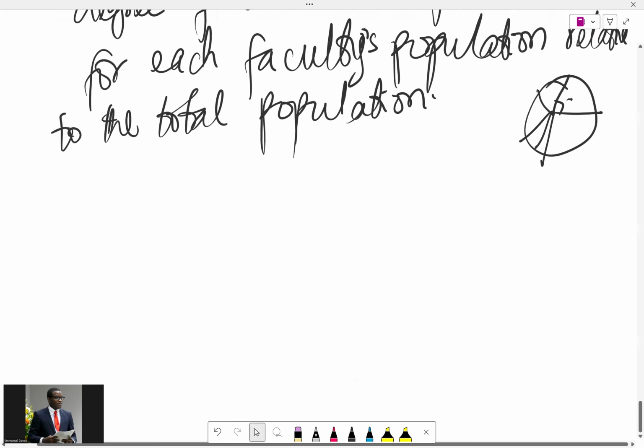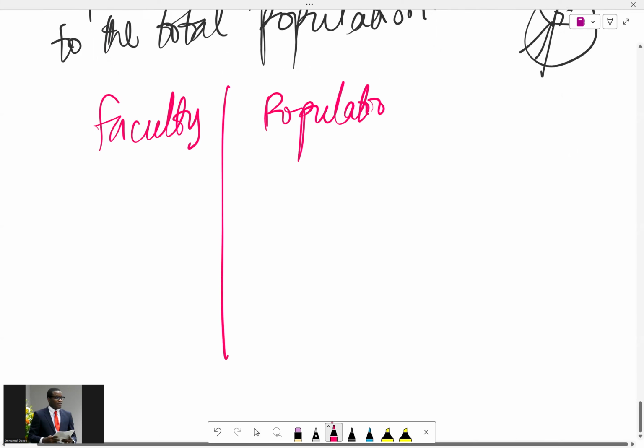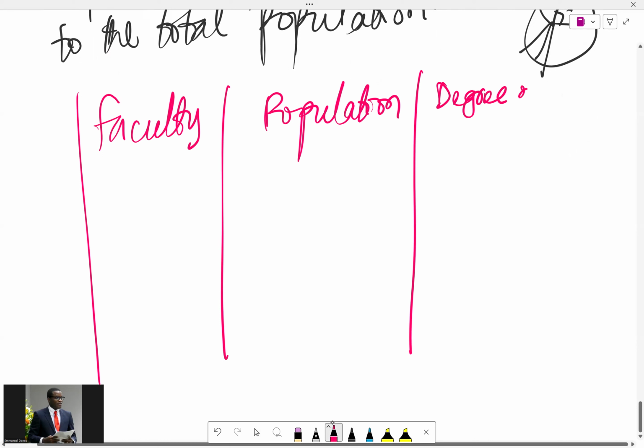We have, again, faculty, right? Let me do this. Faculty and population. Okay, in fact, let me do it this way. I think this is a very smart way of doing it. I think this would really help. Faculty, population. So we'll just do everything in a table instead of having to waste space. Faculty, population, and then we go for degree of sector. Yeah, I think that's not a bad way to put it. Okay.